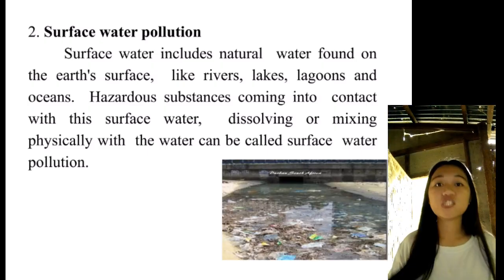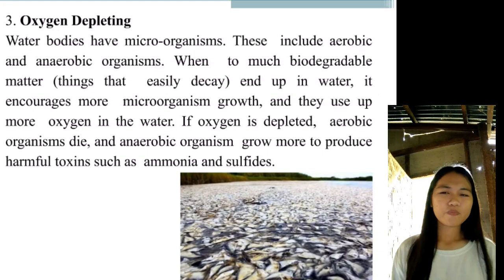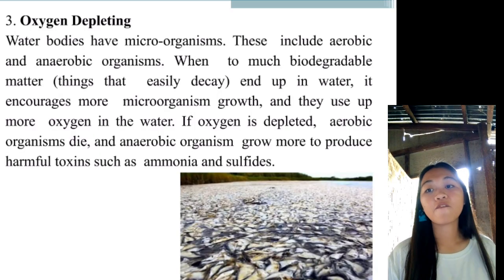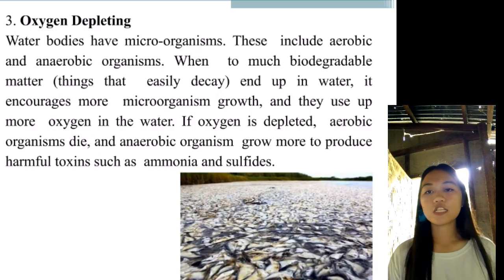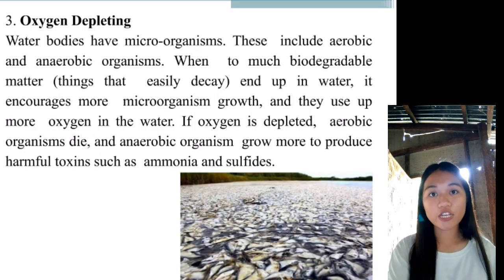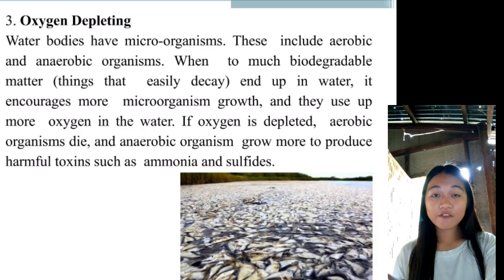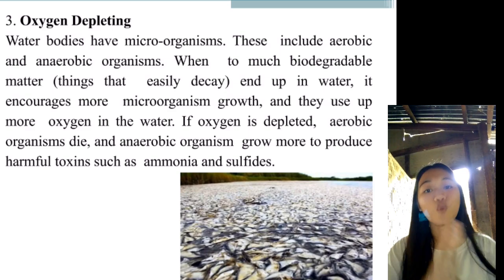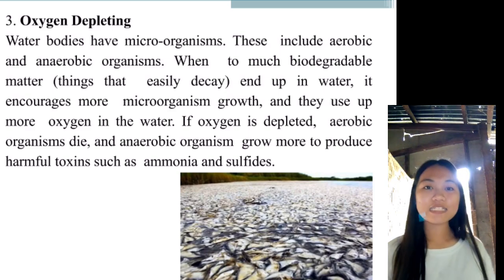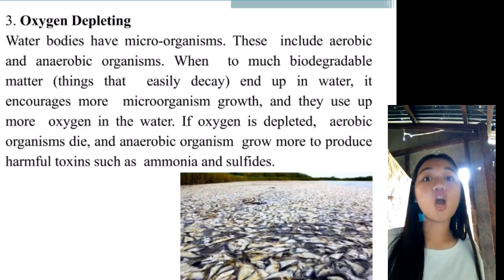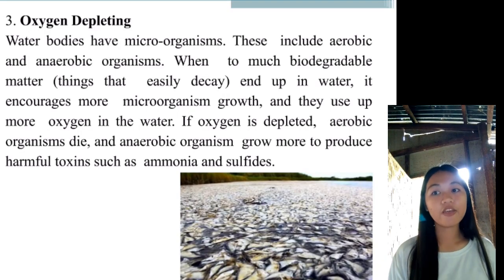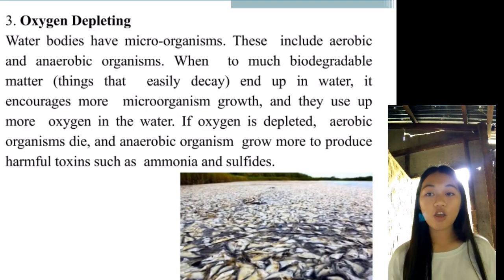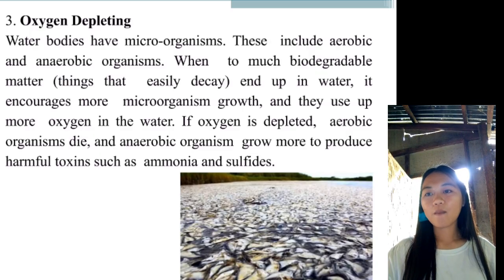Now, let's have oxygen depleting. So, what is this? Water bodies have microorganisms. These include aerobic and anaerobic organisms. Let's differentiate aerobic and anaerobic organisms. Aerobic organisms live off of oxygen. They need oxygen to survive. However, anaerobic organisms don't need oxygen to survive. That is the main characteristic of the two, so we can tell them apart easily.